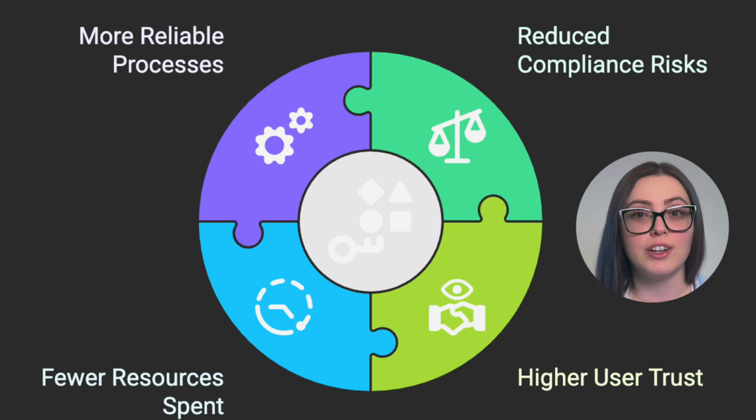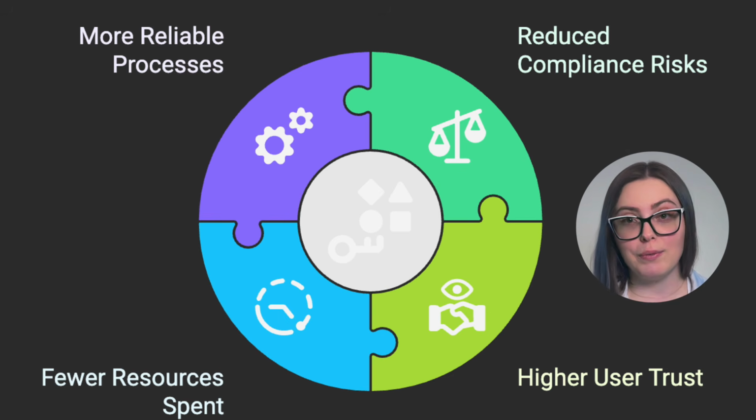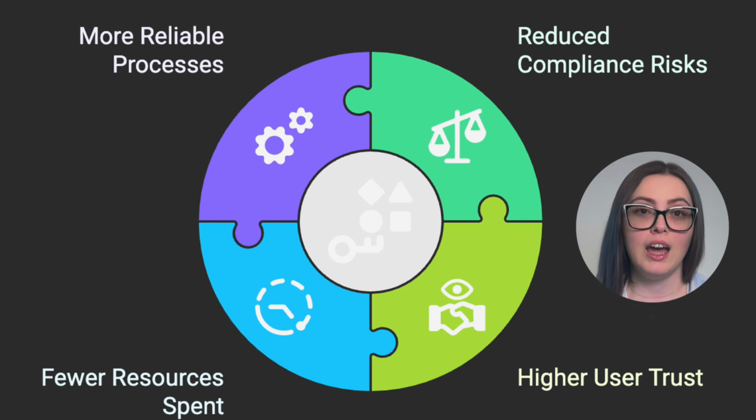Hallucinations, where LLMs generate false but plausible-sounding information, are one of the biggest barriers to the enterprise AI adoption. They create significant business risk, especially in regulated industries. RAG dramatically reduces hallucinations by grounding model responses in specific retrievable information. This improved accuracy translates directly to reduced compliance and legal risks, higher user trust and adoption, fewer resources spent fact-checking AI outputs, and more reliable automated processes.